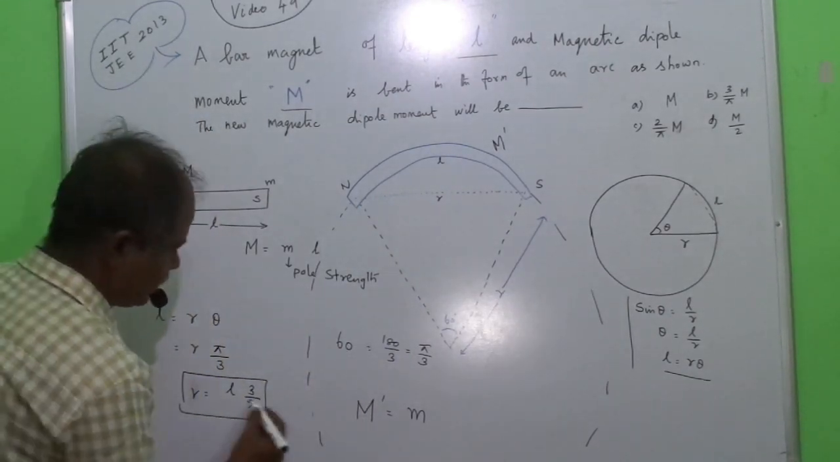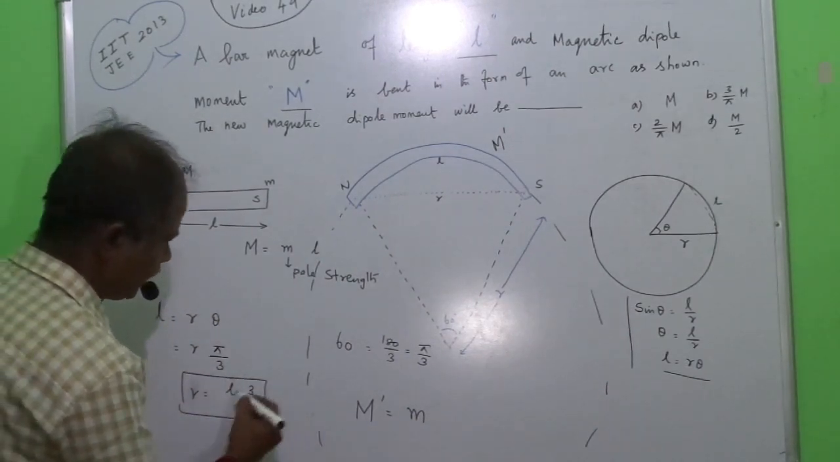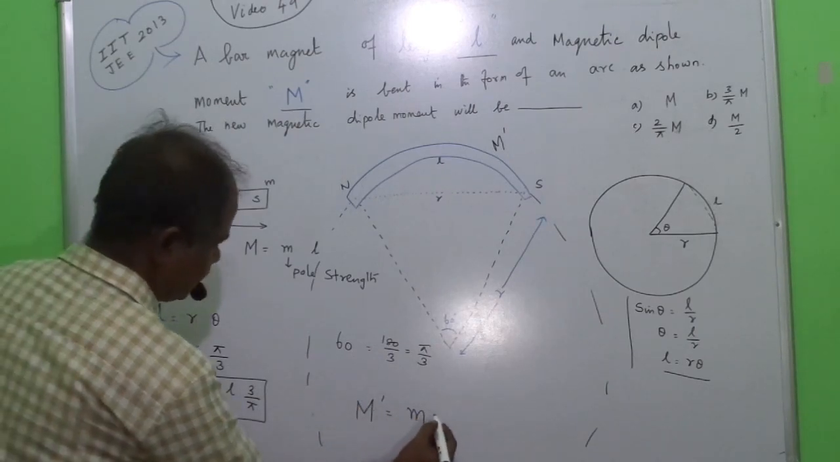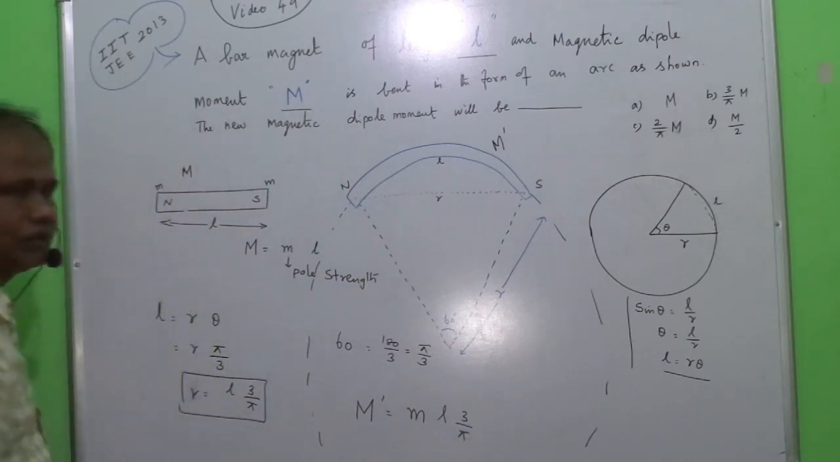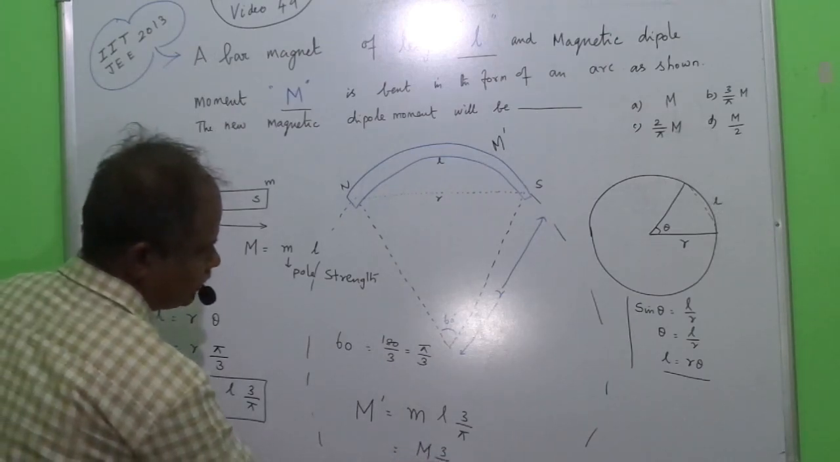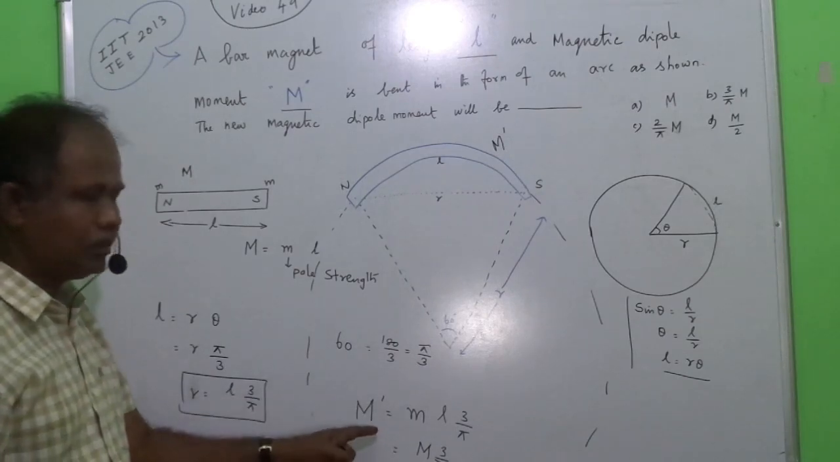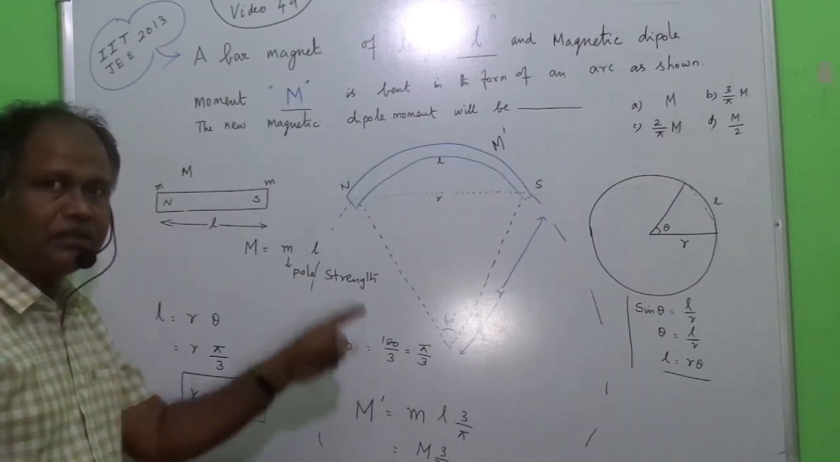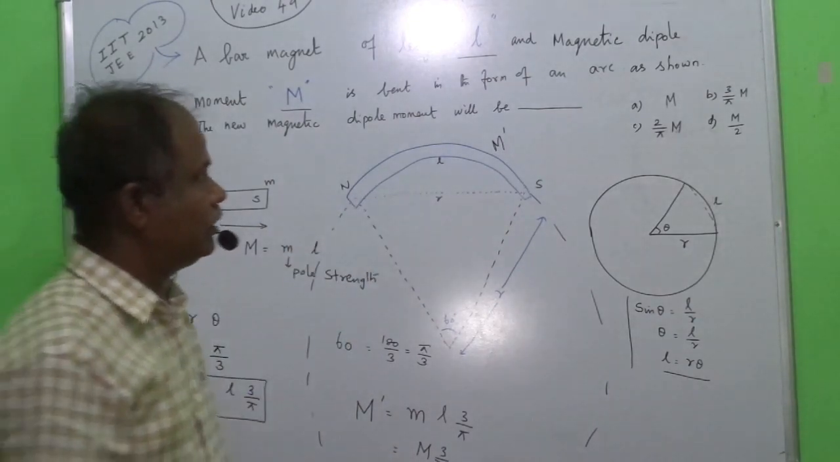Then, instead of L, just write here what you have to write. That is L = 3 divided by pi. What is M? Capital M, 3 divided by pi. Actually, this is the new magnetic moment when the bar magnet is bent like this. Which option is correct?